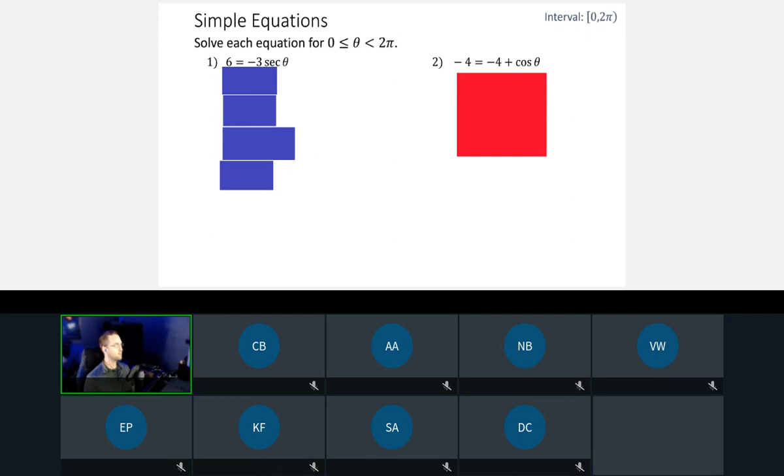Yep, divide by negative 3. Yep, so everyone divide by negative 3. I did 2 things in one, sorry. I divided by negative 3, but then I also used our trig identities to convert secant into one of the 3 fundamental trig functions. Remember, secant is the same thing as 1 divided by cosine.